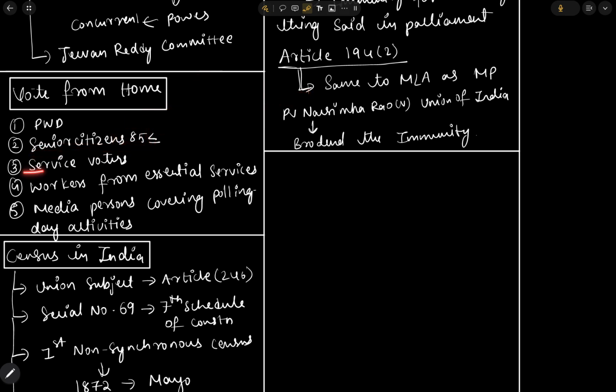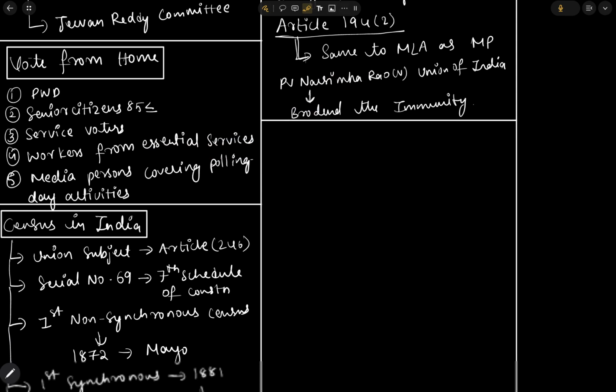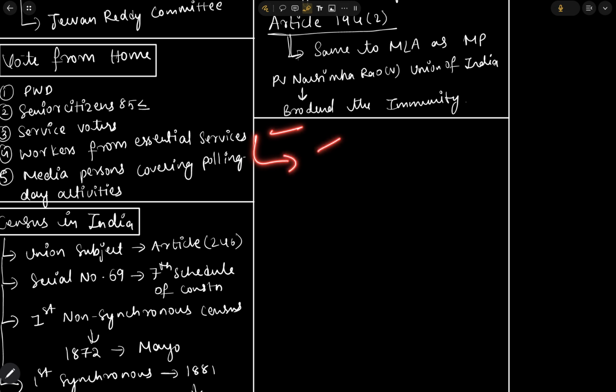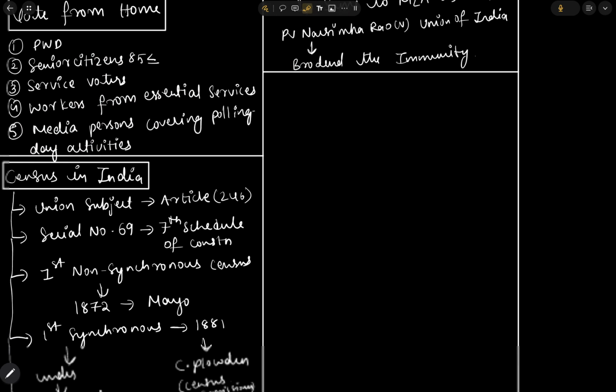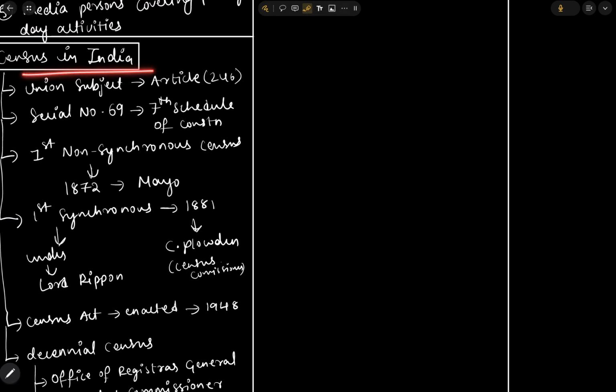That is the thing. Next we have the service voters, and next we have workers from essential services. Essential services are nothing but services like healthcare, policing, teachers, etc. Next we have the media persons. Media persons also need to cover the event, so that's why they have the power to vote from home.